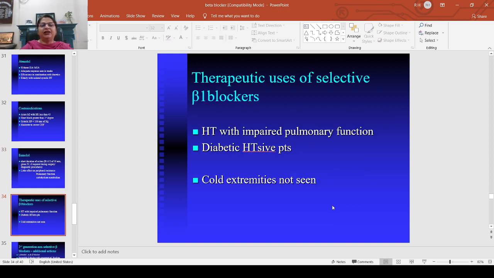Therapeutic uses of selective beta 1 blockers. They are used in hypertensive patients with impaired pulmonary function, diabetic hypertensive patients. The cold extremities are not seen with the use of beta 1 blockers as they don't have action against beta 2 receptors.